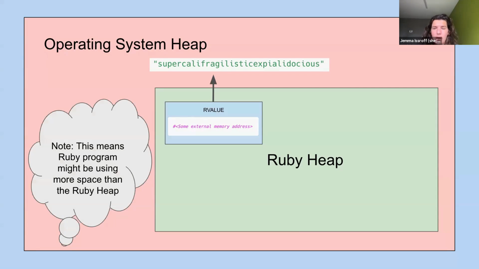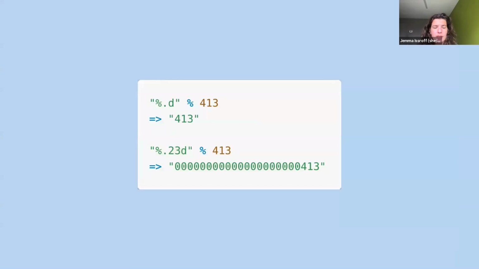And an interesting note on that point is that in some cases, this means the amount of memory we'll see on Heroku or on AWS is actually larger than the size of the Ruby heap itself, because Ruby is taking up space in the operating system heap. And something neat, we can actually see where this limit is for strings, where it'll store outside of R values.